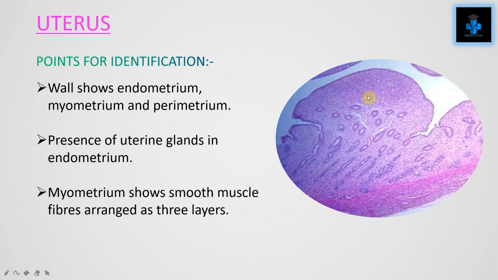Uterus. The wall of the uterus shows endometrium, myometrium, and perimetrium. Presence of uterine glands in endometrium can be appreciated. The myometrium shows smooth muscle fibers arranged as 3 layers.